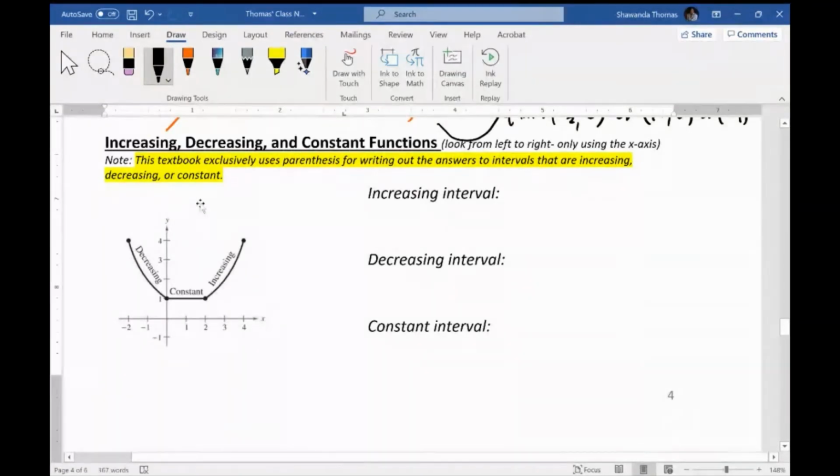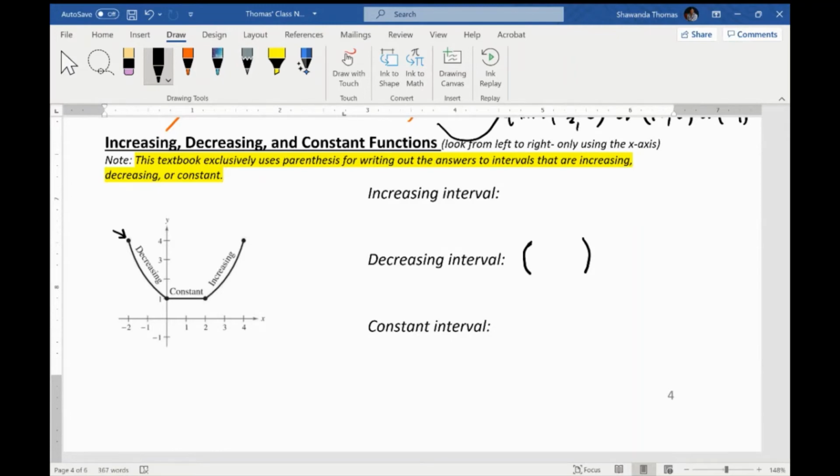This textbook exclusively uses parentheses for writing out the answers to intervals that are increasing, decreasing, or constant. Unlike finding the domain or range, you don't have to worry about whether it's a bracket or a parenthesis. For this concept, you're going to use a parenthesis no matter what. All right. So let's start with the decreasing. What x value corresponds to this point?